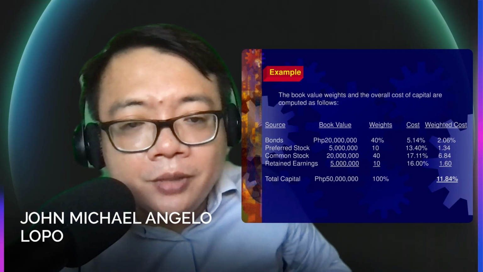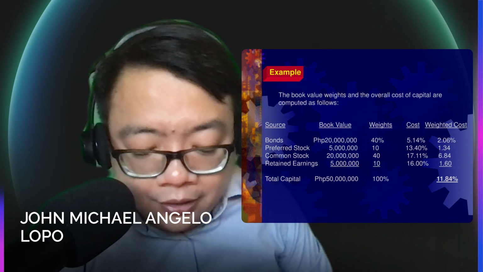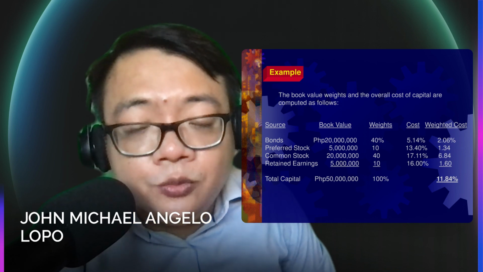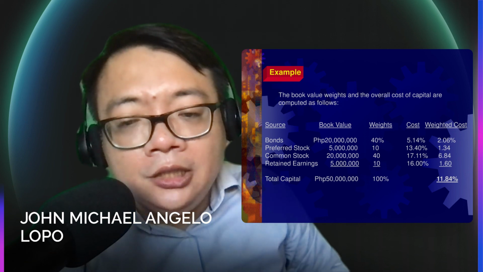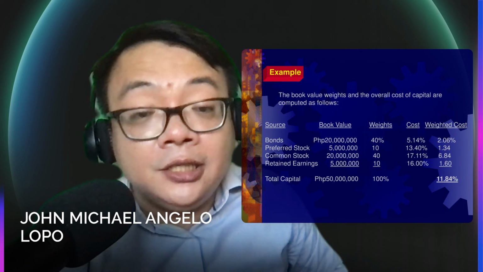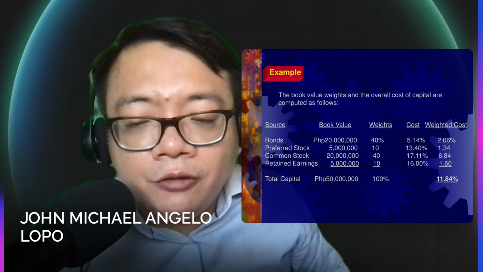By the way, this 11.84% or 12% is what we will use. That percentage will be used in our capital budgeting, in our leasing, and in other computations in terms of present value, in computing for the present value of one or the present value of annuity of one.